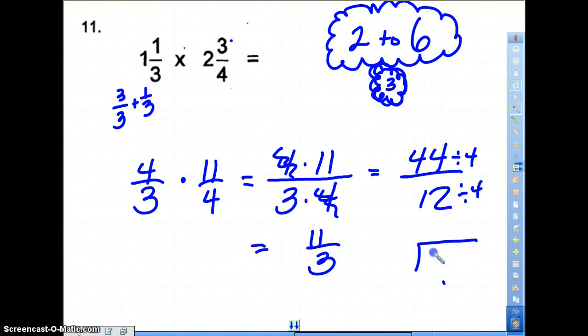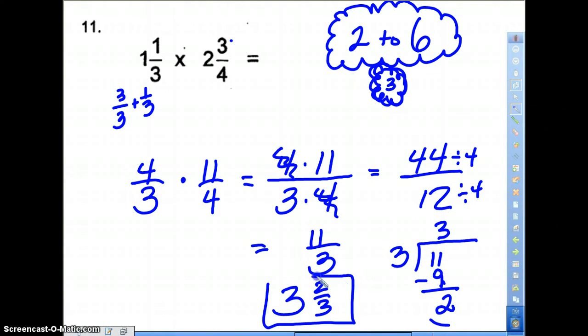And then we have to change this back to a mixed number. 11 divided by 3. 3 goes into 11 3 times. That's 9. When you subtract, you get 2. So our answer is 3 wholes and another 2/3 of another whole. All right. Woo! Let's see if we can get in 12 before the time runs out.